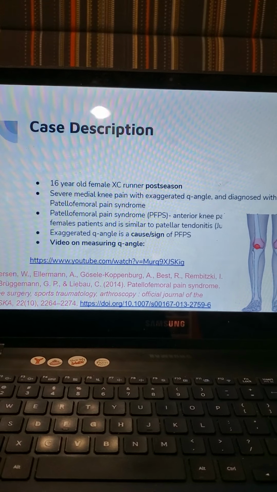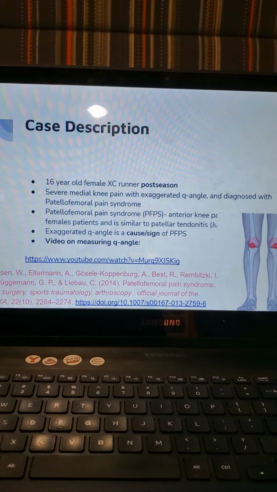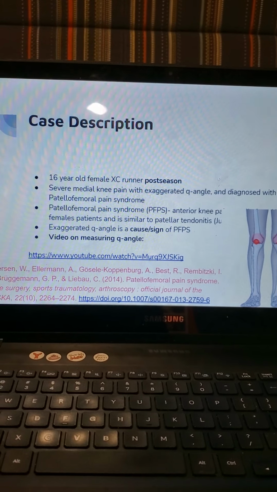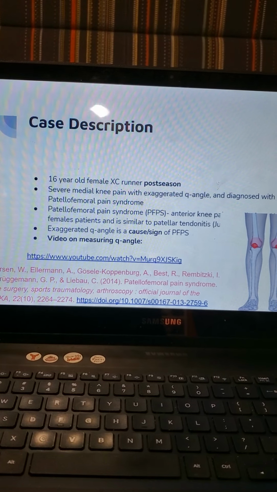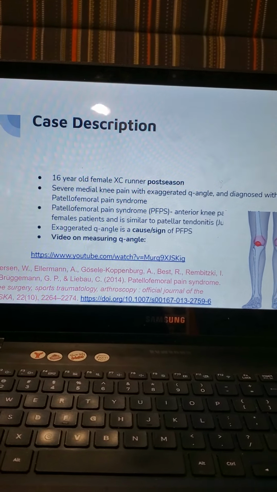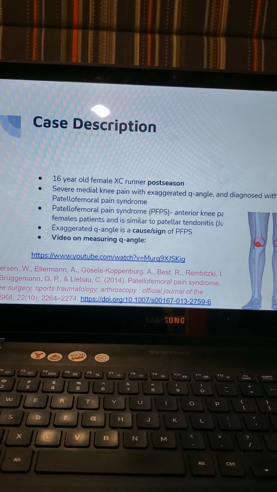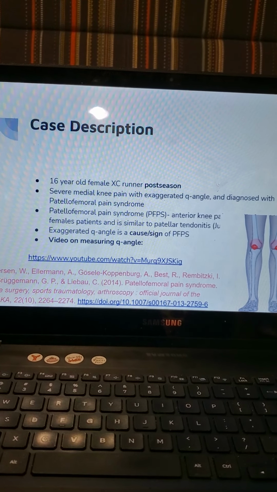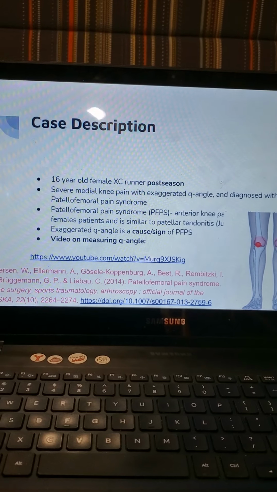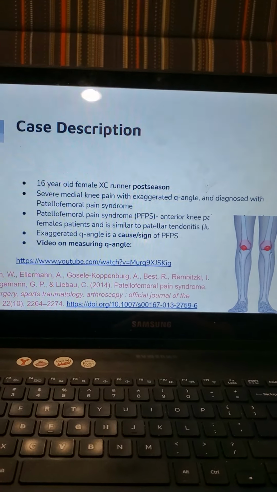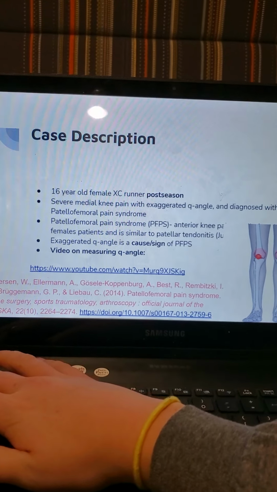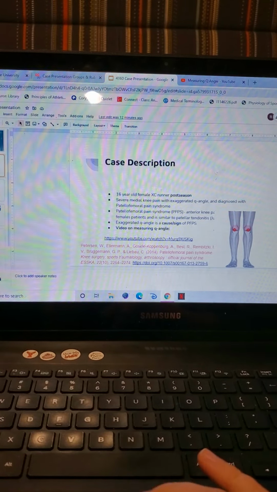Patellofemoral pain syndrome is anterior knee pain that is usually experienced by young female athletes and is similar to patella tendonitis, which is like jumper's knee. An exaggerated Q angle is also a cause or sign of patellofemoral pain syndrome. And we have a video provided that shows how to measure Q angle.